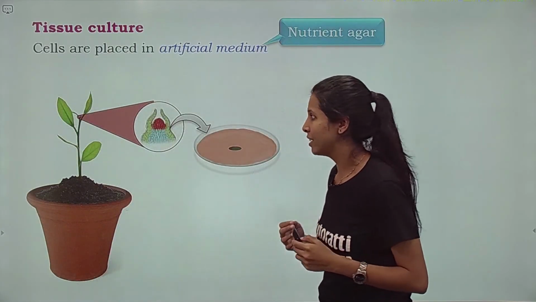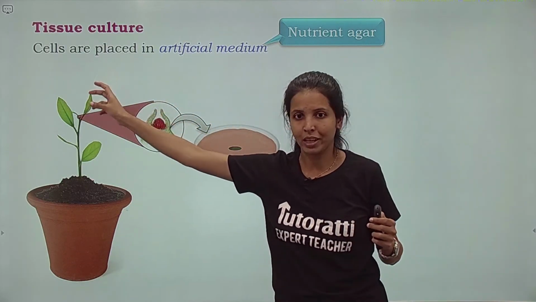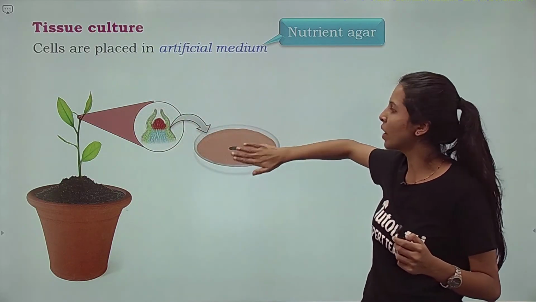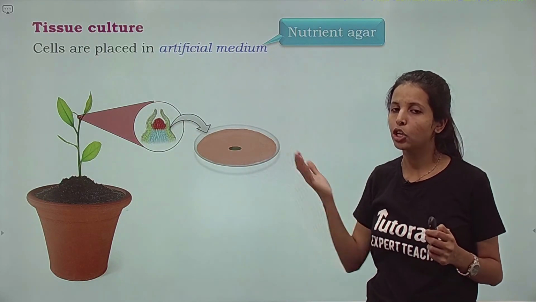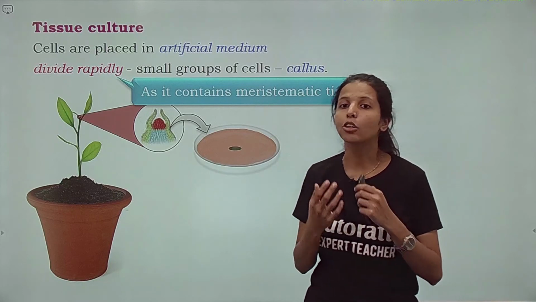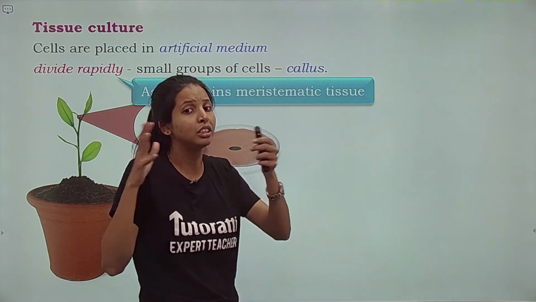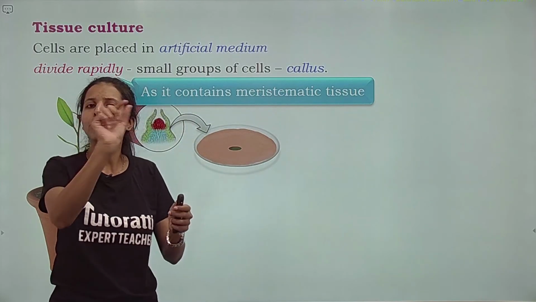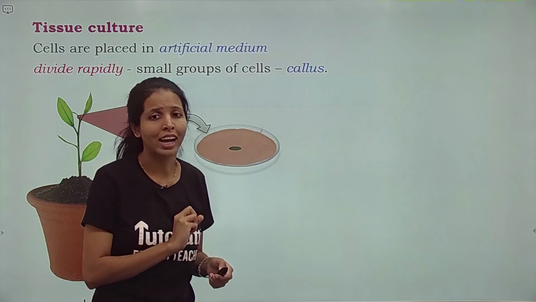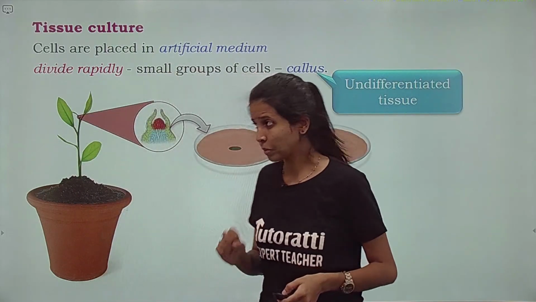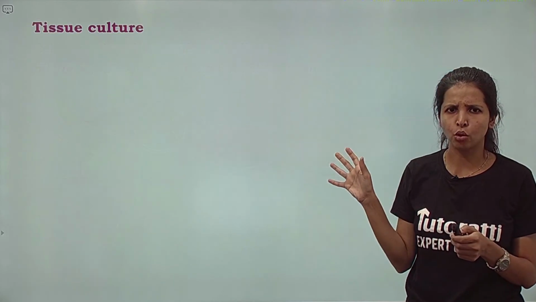Cells are placed in an artificial medium. Plant के tip से they are going to take meristematic tissue, उसको एक artificial medium which is called nutrient agar उसमें place करते हैं. Now kids, because of the nutrient provided, they are going to divide rapidly and form a small group of cells. This group of cells is called callus. That is undifferentiated tissue. It's just a group of cells so far.